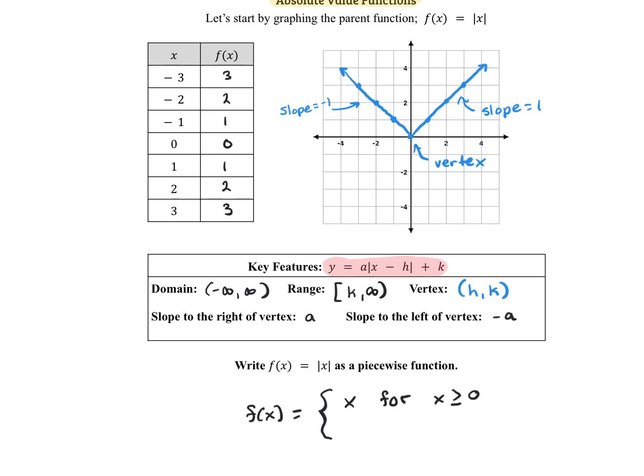And then to the left of our vertex, you can see that it's a linear function with a slope of -1 and a y-intercept also at 0. So it's just going to be -x, and that's going to be for all x values less than 0. So you can see, again, it doesn't matter where you put that or equal to sign. It can go in the top or the bottom, just not both and not neither.